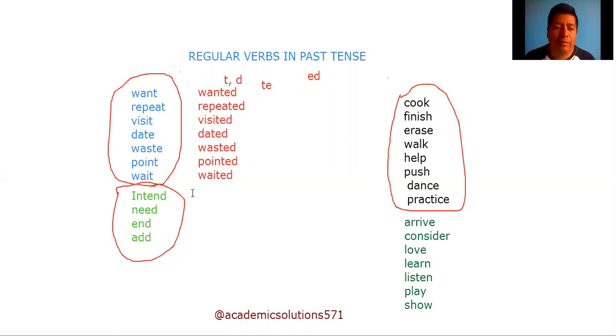So in the second group, the letters ED are again added. So they will sound intended, needed, ended, added. If we pronounce present and past, they will sound like intend, intended, need, needed, end, ended, add, added.